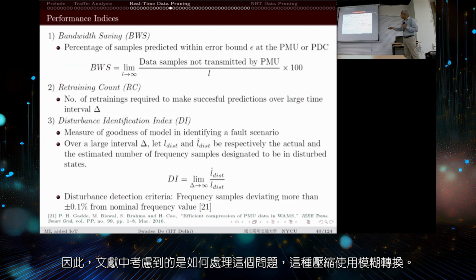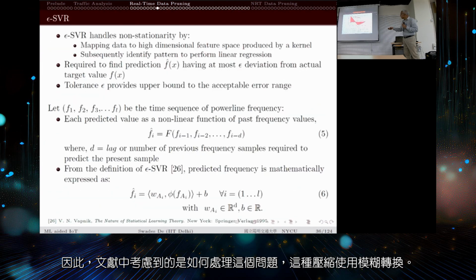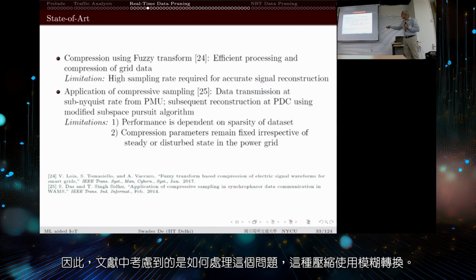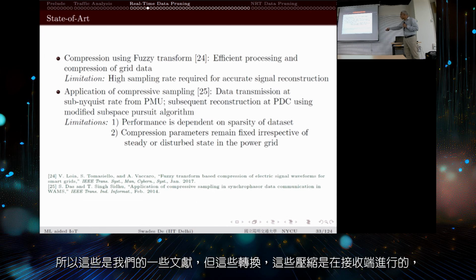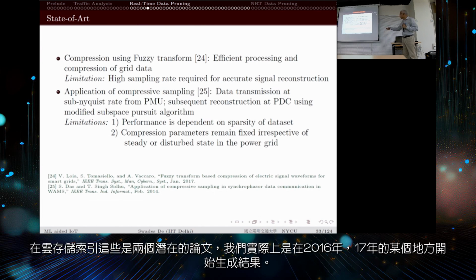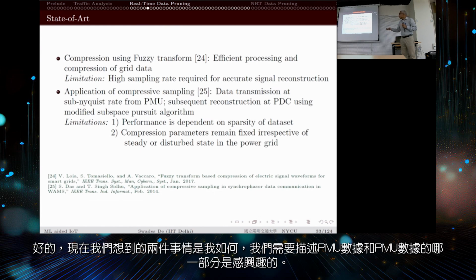So to deal with that, what has been considered in the literature is compression using fuzzy transform. These are some of the literature that we have, but these compressions are being done at the receiver end, at the cloud storage end actually. These are the two potential papers that we have. In fact, we started generating results somewhere in 2016-17.